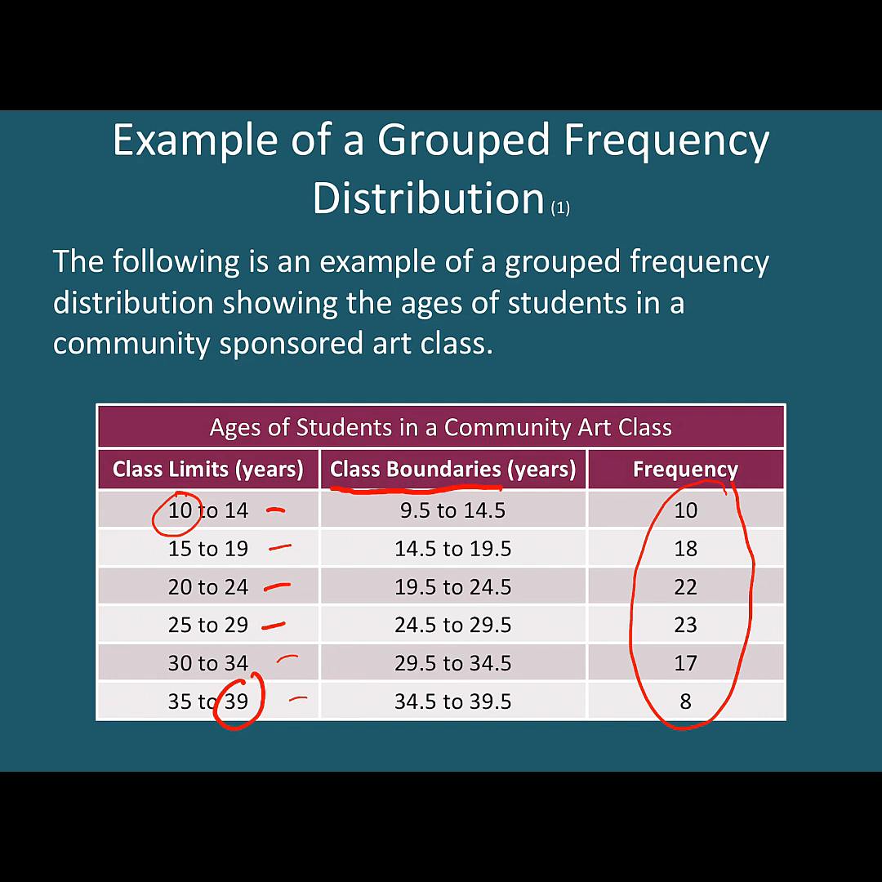For example, there are 10 students that range in ages from 10 to 14. There are 18 students that range in ages from 15 to 19. There are 22 students ranging in ages from 20 to 24. There are 23 students ranging in ages from 25 to 29. There are 17 students ranging in ages from 30 to 34. And finally, 8 students ranging in ages from 35 to 39.